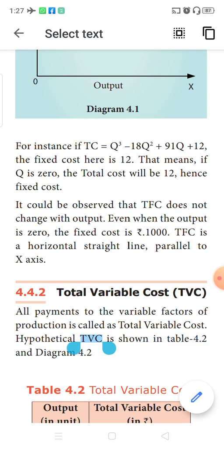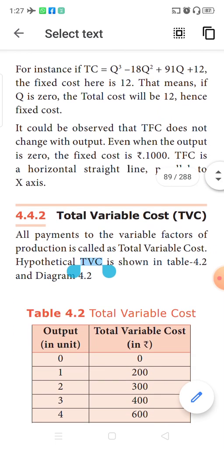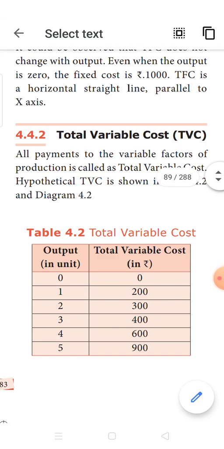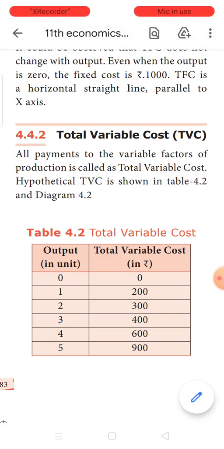And the algebraic terms which have a coefficient represent variable cost. The next topic is total variable cost. Variable cost is any payment made for variable factors.